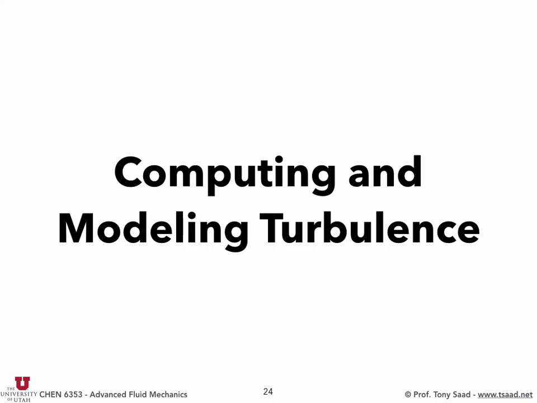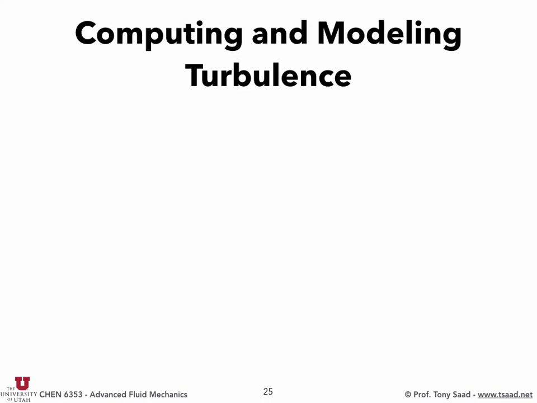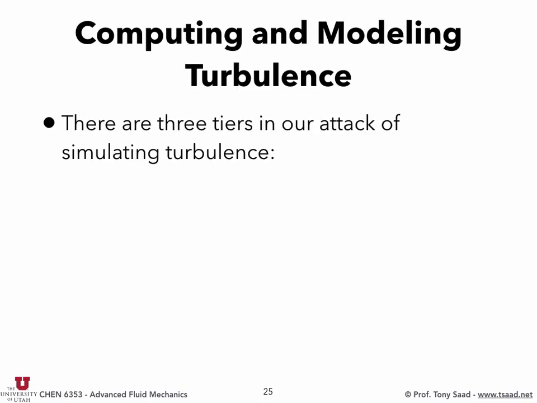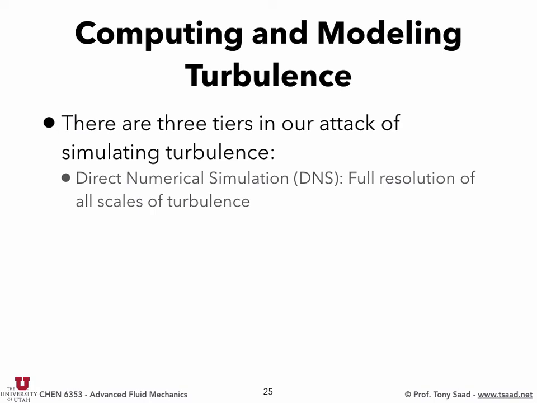Okay. So now that we have a sense of what turbulence is, it's chaotic, it has mixing, it has a lot of vorticity, we cannot describe it unless we know the initial conditions very well, etc. But why can't we just compute it? We have the Navier-Stokes, and we should be able to just compute it. Well, before we jump there, let's dig a little bit deeper. There are 3 tiers in our attack of simulating turbulence.